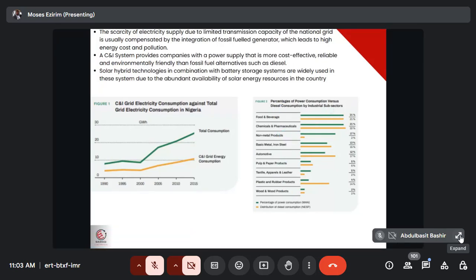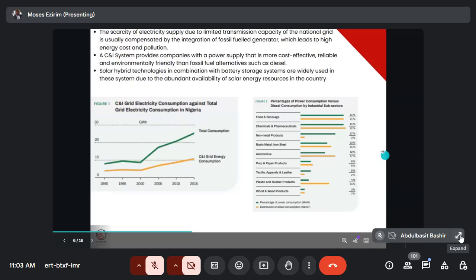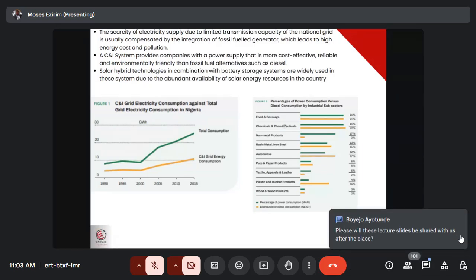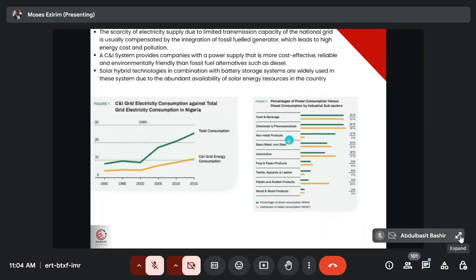All right. So you notice that by the end of the year, when all these industries are declaring their financial records, they tell you that they are making a loss. And they will tell you that the loss is a result of the higher cost of running their system. That's the cost of grid, the cost of diesel. So that's the reason why, by the time you integrate solar into their system, they are going to reduce their costs. All right, so now we are proceeding.